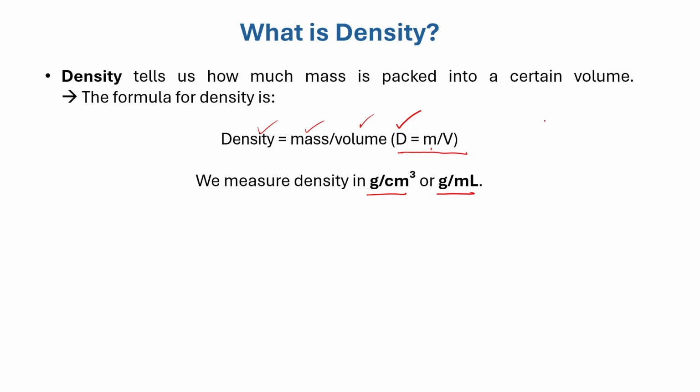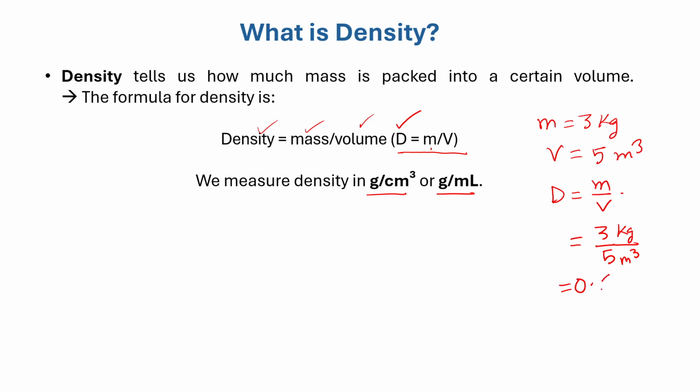So for example, if you know the mass of an object is 3 kilograms, and you know the volume is 5 centimeter cube or 5 meter cube, you should be able to calculate the density. Density D is equal to M over V. So once you divide 3 kilograms by 5 meter cube, you should be able to calculate the density using this equation. So 3 by 5 is 0.6, it is kilogram per meter cube.